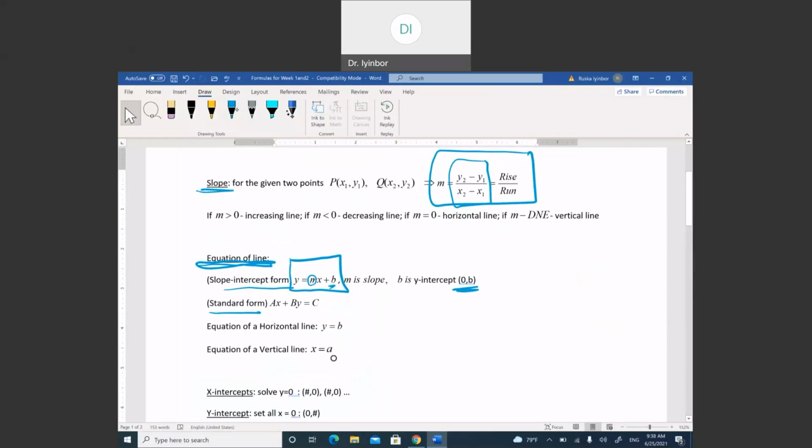So here on the formula sheet, the slope-intercept form is y equals mx plus b. The slope is in front of x. The y-intercept is the number with no x. And the y-intercept is (0, number), (0, b), whatever the number is.